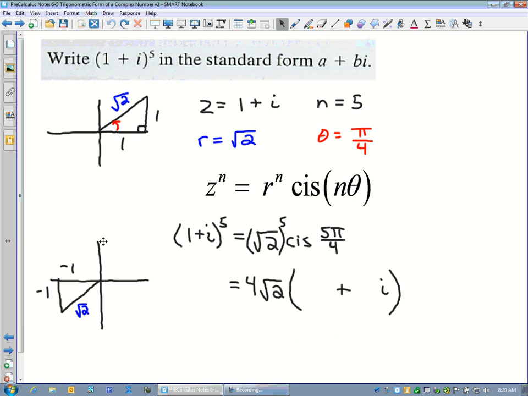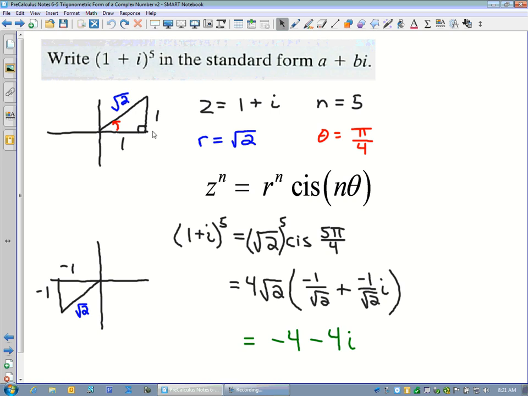So if we think of this as our visualization, then the cosine of this angle is simply going to be the adjacent over the hypotenuse, which is negative 1 over the square root of 2. And then the sine is going to be also negative 1 over the square root of 2, which is opposite over hypotenuse. And now it's just a matter of distributing. When you distribute, the square root of 2's cancel out, which makes it nice and easy. So it'll be -4 - 4i. And don't forget to pay attention to these negatives.